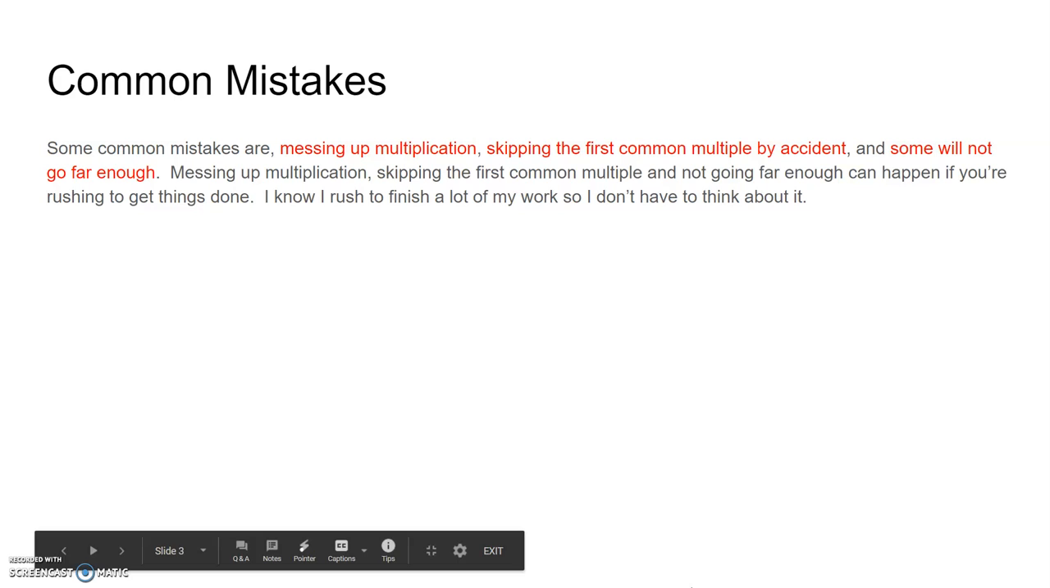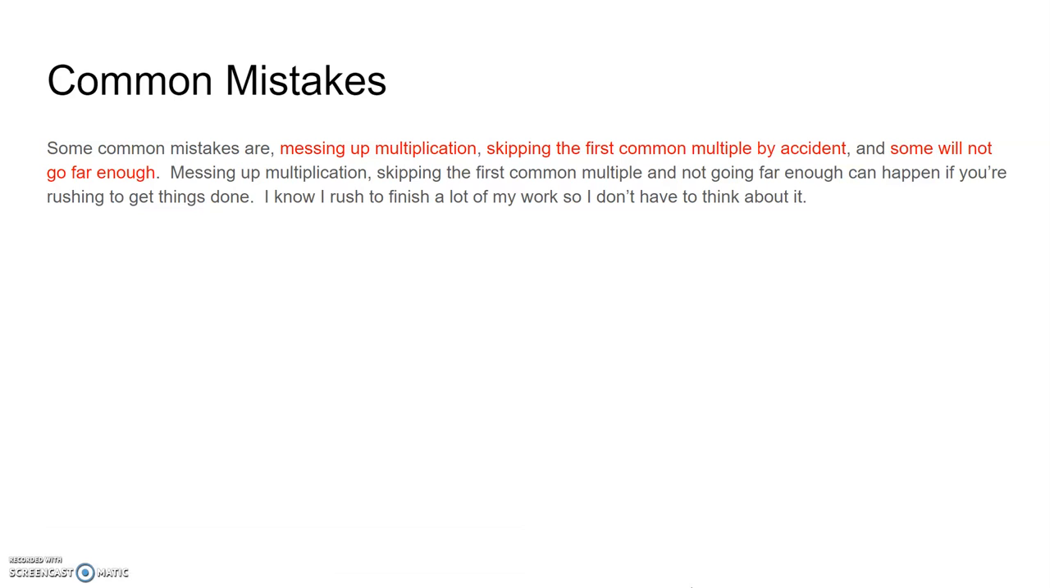Some common mistakes for lowest common multiple are messing up multiplication, skipping the first common multiple by accident, and some will not go far enough. Messing up multiplication, skipping the first common multiple, and not going far enough can happen if you're rushing to get things done. I know I rush to finish a lot of my work so I don't have to think about it.